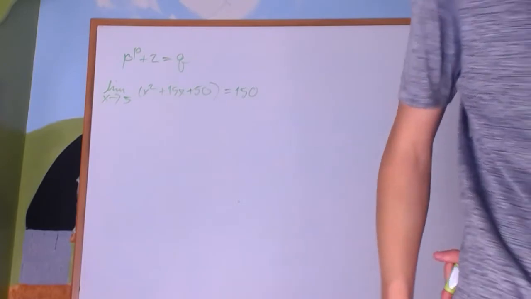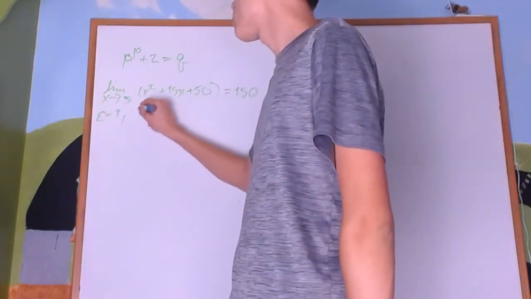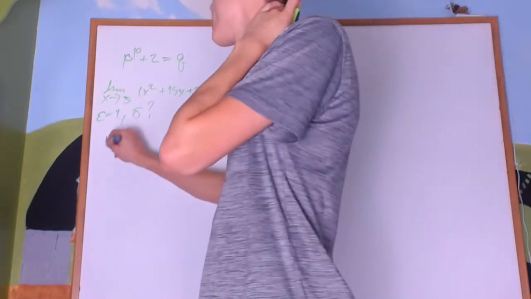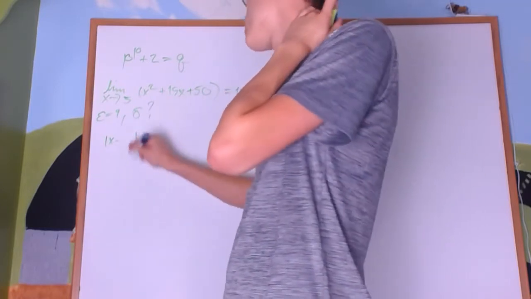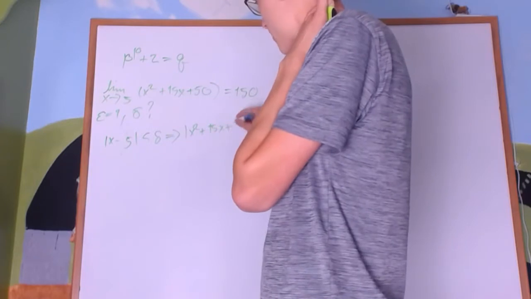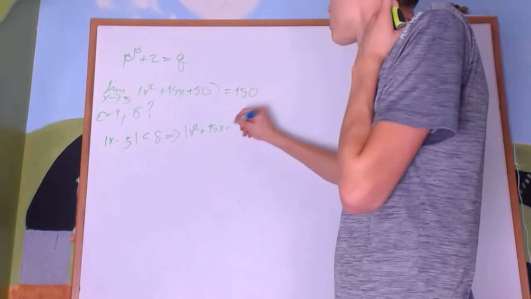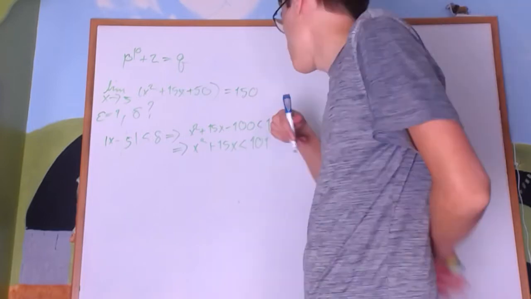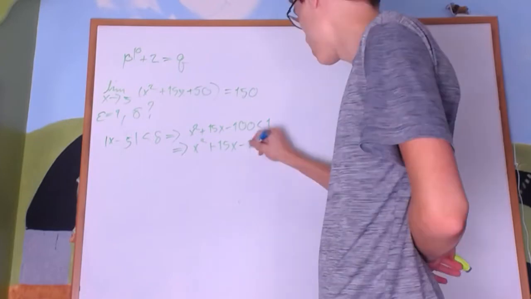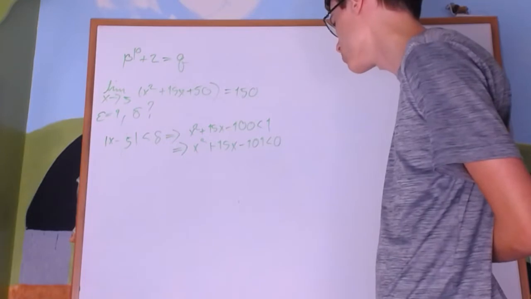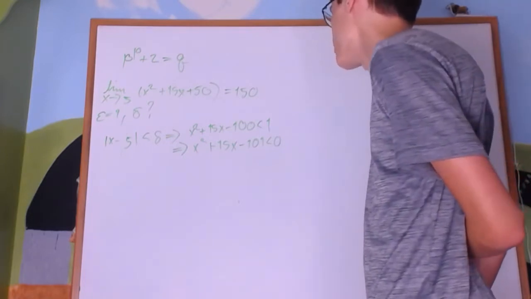To find the largest delta that satisfies epsilon equal to 1: |x minus 5| less than delta implies that |x squared plus 15x plus 50 minus 150| is less than 1. So x squared plus 15x minus 100 is less than 1, meaning x squared plus 15x minus 101 is less than 0. 101 is prime, so you can't really factor that well.